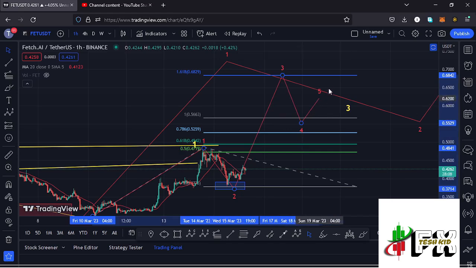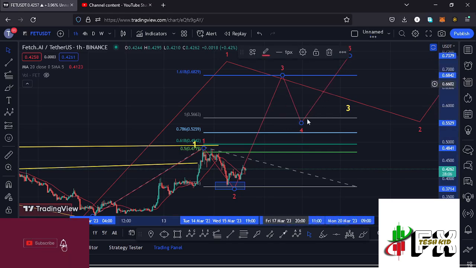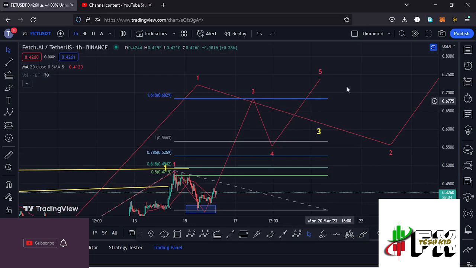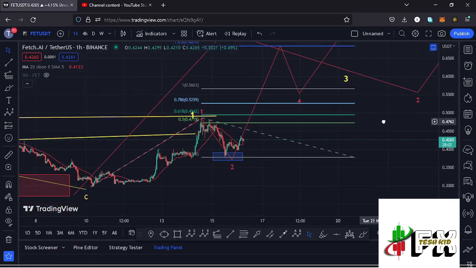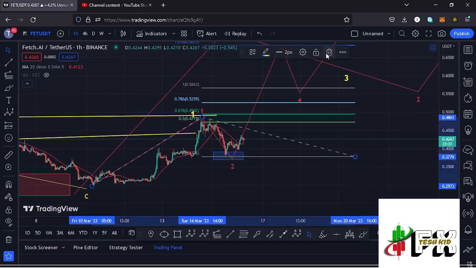That is the minimum that we can expect Fetch AI to do in the formation of that wave 3 before we can expect a wave 4 and then continue gearing up in the formation of that wave 5 to the upper side. So that is what I'm expecting here on the short term scenarios.